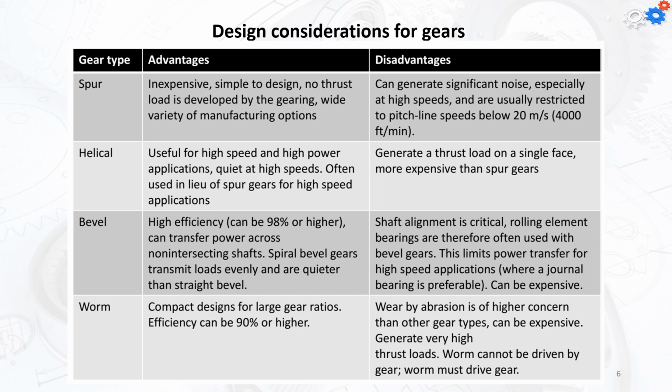Compact design for large gear ratios. Efficiency can be 90% or higher. Still, the wheel wear by abrasion is one of the higher concerns we have with the worm gears. They can be expensive and generate very high thrust loads, and the worm cannot be driven by a gear. The worm must be a driver gear.